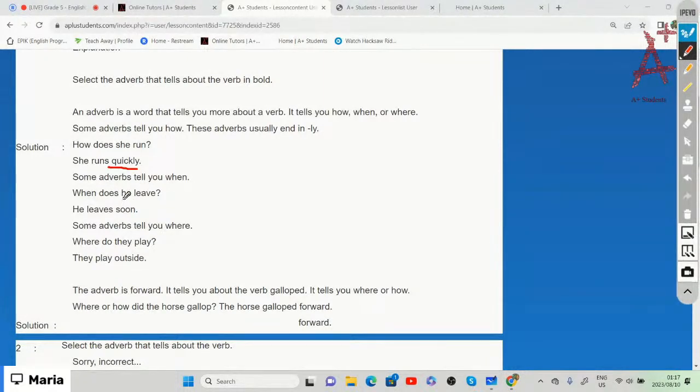Then some adverbs tell you when. When does he leave? He leaves soon. So soon being our adverb. Some adverbs tell you where, right? Where do they play? They play outside. So outside being the adverb that tells us where they are playing. So it's either outside or inside, for example.